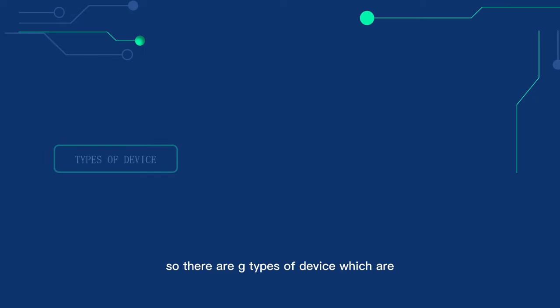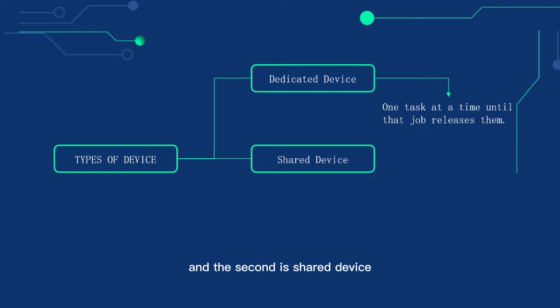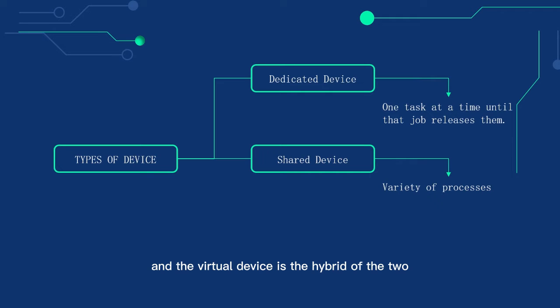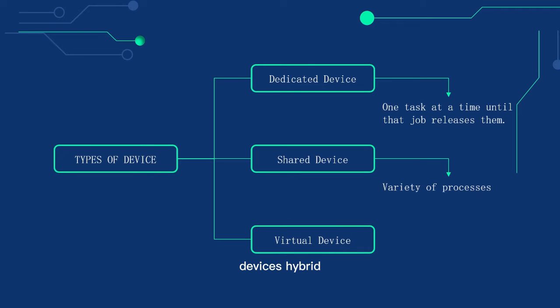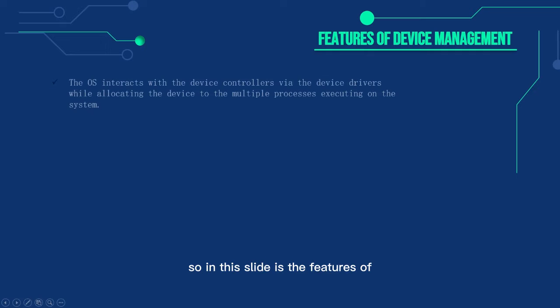So there are three types of device. A dedicated device is assigned to one job at a time until the job releases it. The second is a shared device, when a variety of processes is being processed. And the virtual device is the hybrid of the two devices. Hybrid means the combination of two devices, which are the dedicated device and the shared device. So in this slide are the features of device management.